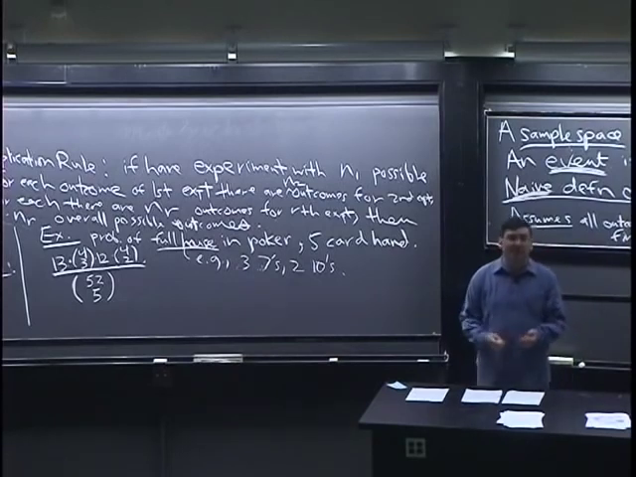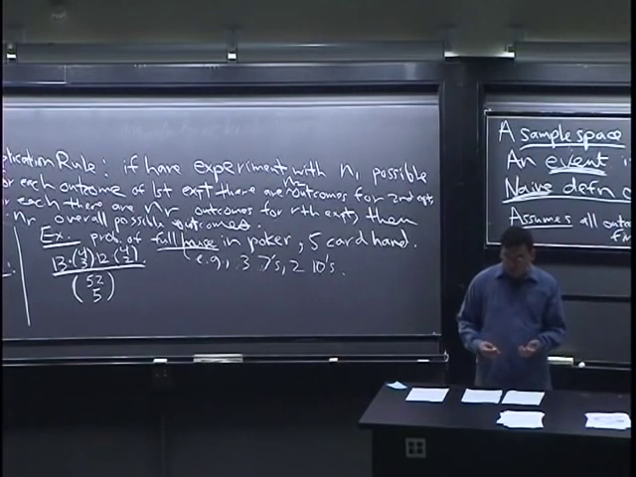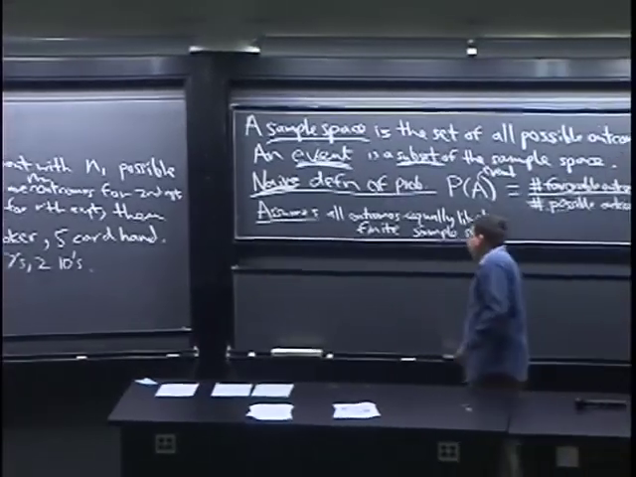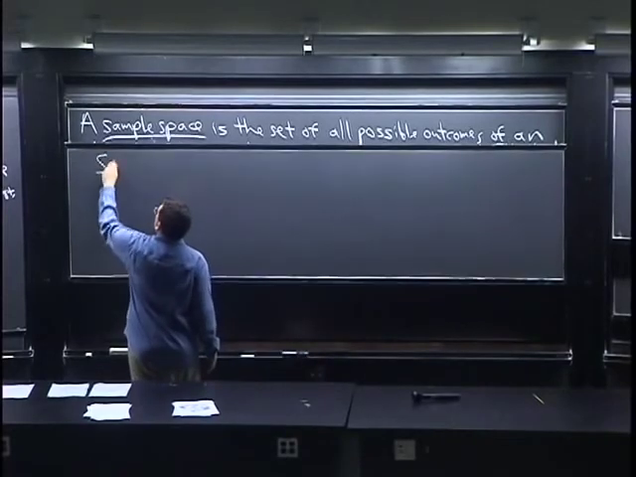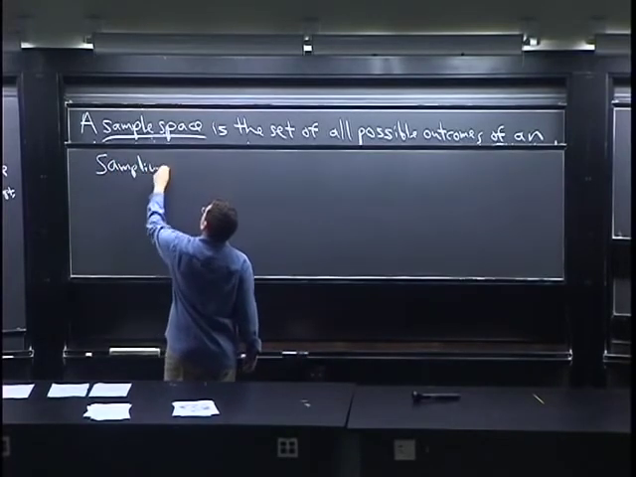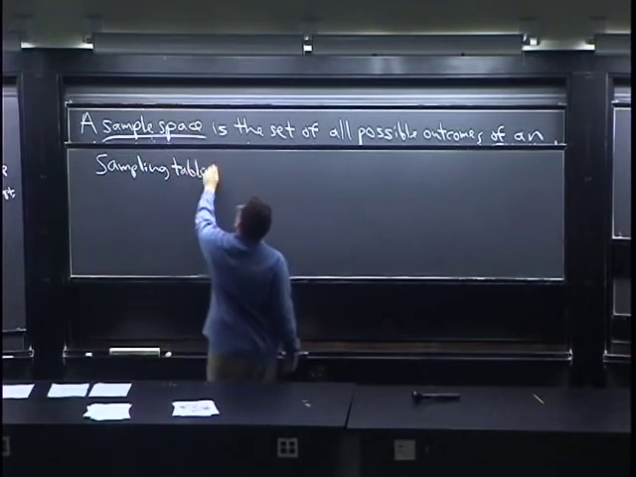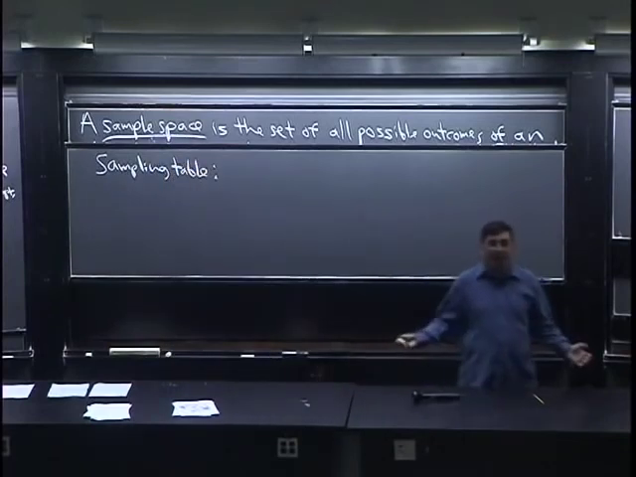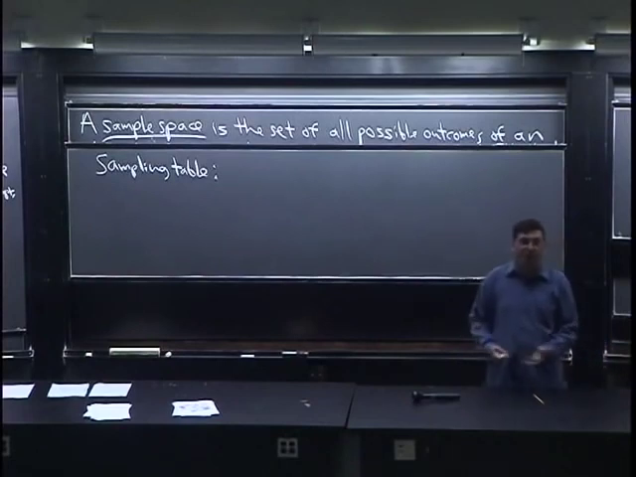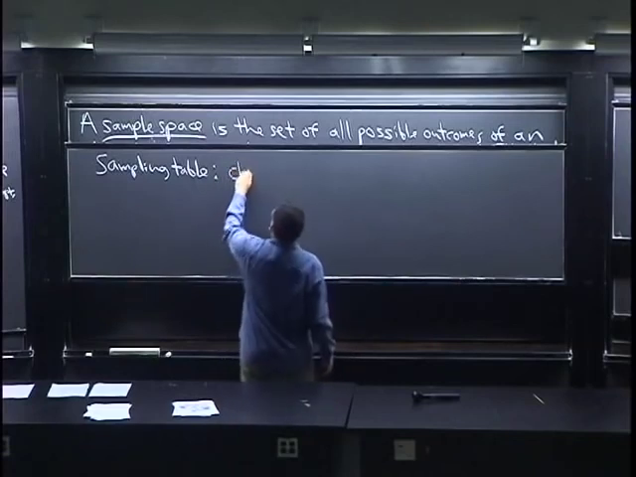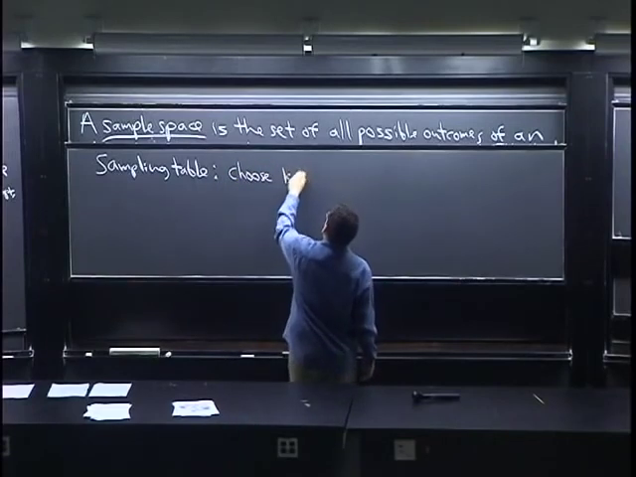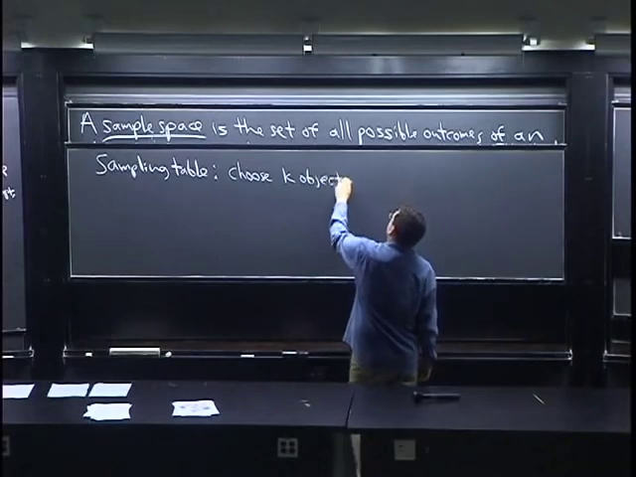So what we're doing is sampling. I call this the sampling table, and it's going to be a 2 by 2 table, and we'll try to fill it in. Sampling means we have some population of items or people or anything, and we're drawing a sample. So we're choosing k objects out of n, and we want to know how many ways there are to do it.